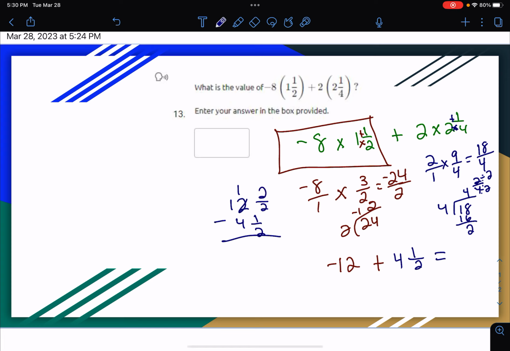So here I am going to have 2 over 2, which is the same thing as 1, which is what I borrowed from that 2. So 2 over 2 minus 1 over 2, that's 1/2. Then 11 minus 4 is 7. So you should have gotten a negative 7.5, sorry. I was going to say 1/2. A negative 7 and 1/2.